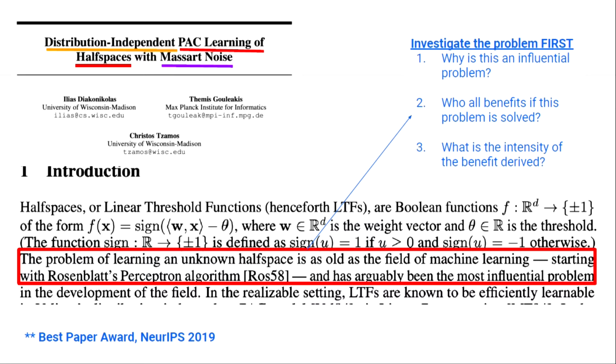The third question is the next question to ask. What is the intensity of the benefit? Which means go and ask those applied researchers and talk with them and see whether they really care about this solution or not.